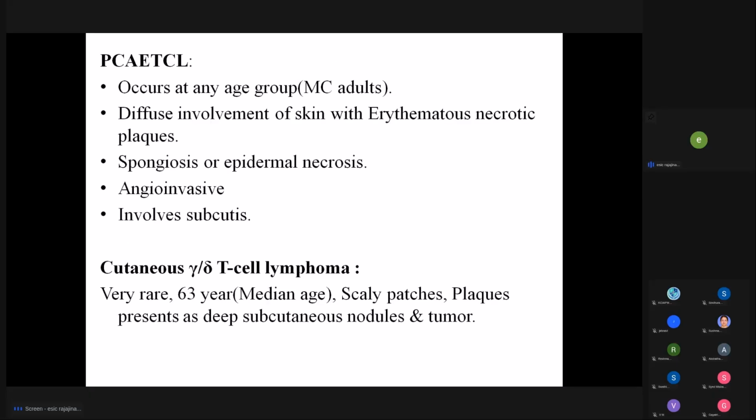Primary cutaneous CD8 positive aggressive epidermotropic T cell lymphoma occurs in any age group. Diffuse involvement of skin with erythematous necrotic plaques will be there. There will be spongiosis and epidermal necrosis. It is usually angio-invasive and involves the subcutis also. Cutaneous gamma delta T cell lymphoma is very rare, with a median age of 63 years. Scaly patches and plaques present as a deep subcutaneous nodular tumor.